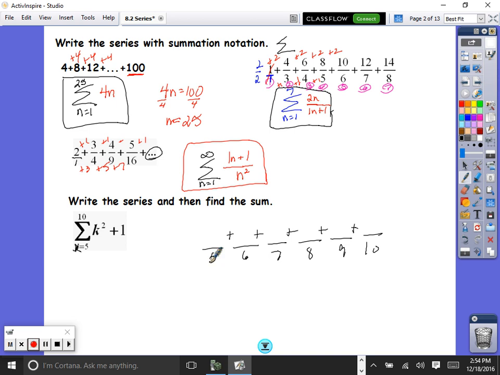So the first time I put 5 into k. 5 squared plus 1. That would be 26. Then I put 6 in. 6 squared plus 1. 37. Then I put 7 in. 7 squared plus 1. 50. 8. 8 squared plus 1. 65. 9. 9 squared plus 1. 82. 10. 10 squared plus 1. 101. And I have generated my series.